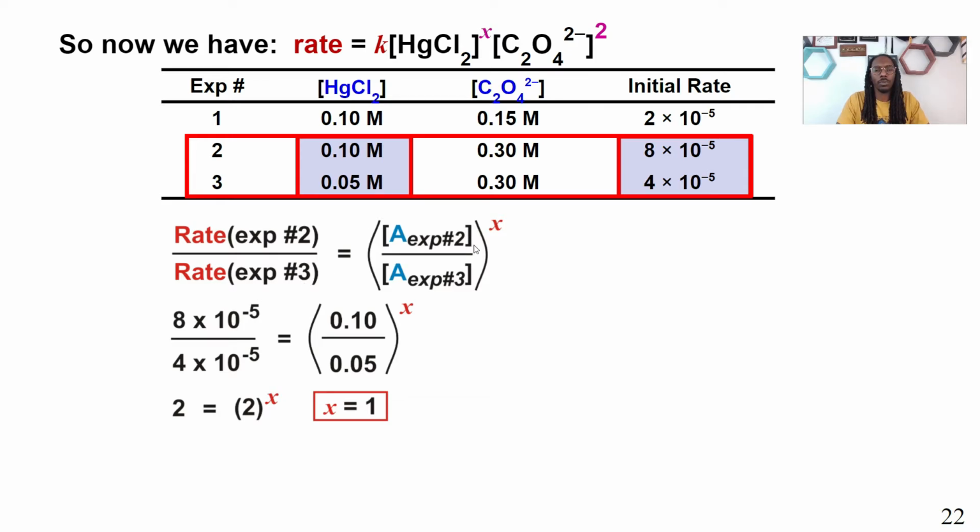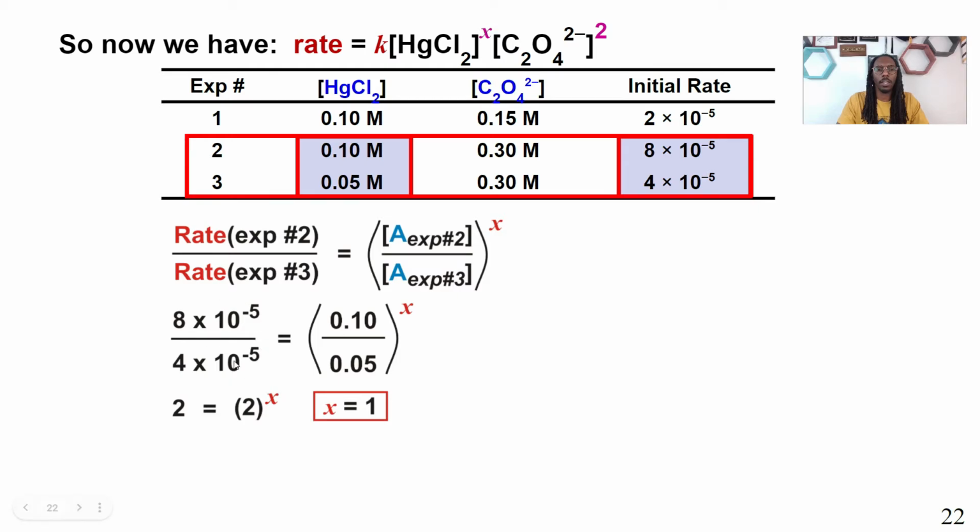Concentration of experiment 2 over concentration of experiment 3. And then once again, this is raised to x, because this is what we're solving for. So I'm literally going to take what I have here in my data. The rate I found to be 8 times 10 to the negative 5, bam. And then I got the rate of experiment 3, which is 4 times 10 to the negative 5, bam.